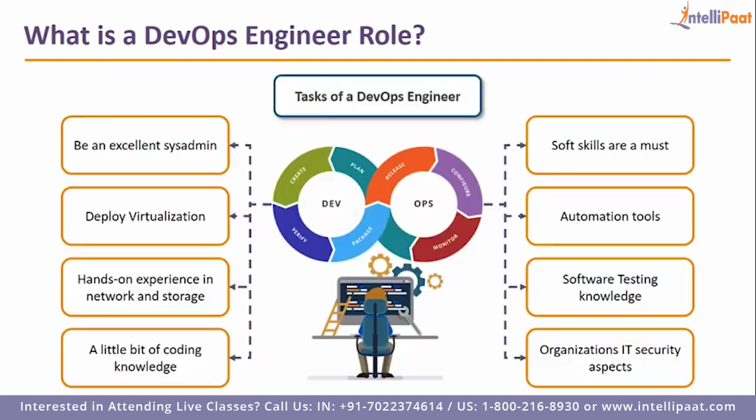Moving forward, guys, now let's talk about the skills or the tasks which a DevOps engineer does. Right, so a DevOps engineer is expected to be an excellent system administrator. He's expected to know about how to deploy applications. He should know about virtualization. He should have hands-on experience in network and storage. He should have experience in coding, right?